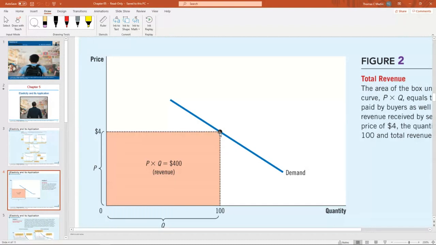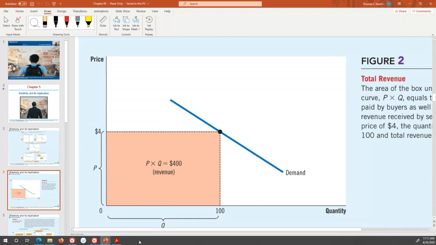But if your curve is inelastic, if you know that your curve is inelastic, like gasoline, as long as you don't go too far, you will sell everything you put on the marketplace. Consumers are not real concerned with the price to a certain point. So this is the calculation of total revenue.